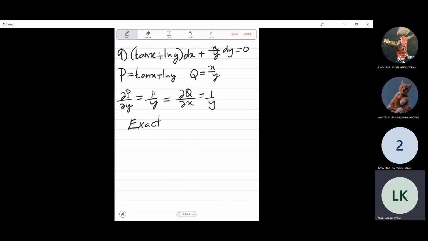Okay. Then, I don't know why it's flashing. Then we proceed in the way that we always do.